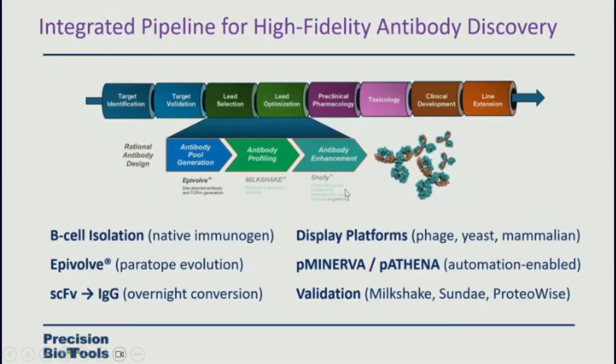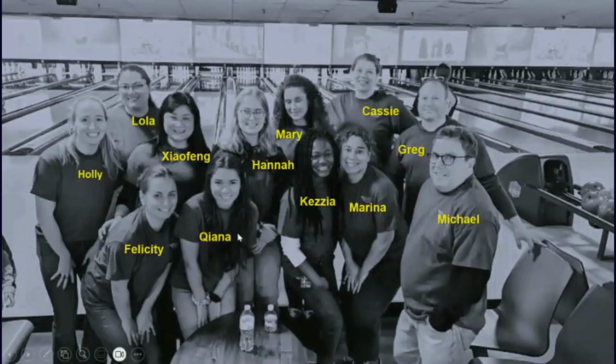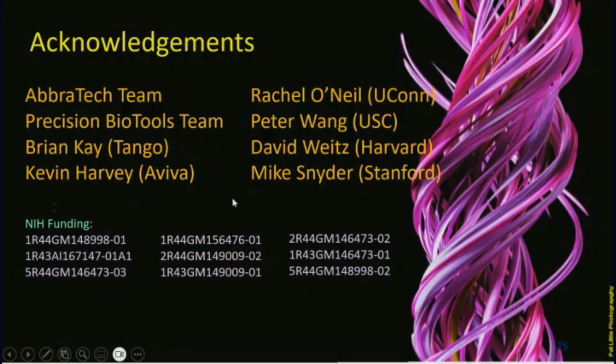The two projects I talked about have been published. EpiVolve has been published, and the MILKSHAKE antibody validation has been published. The people who did the work, I'm smiling, so it must have been an early picture. Kiana did the MILKSHAKE. Mary supervised a lot of the EpiVolve studies. And these are the people I'd like to thank, the Avatech team, Kevin Harvey, who's not here, but many know, Brian. And then Jim, to answer your question, we didn't do this for free. We had NIH support to help us on this project. And that's it. Thank you.